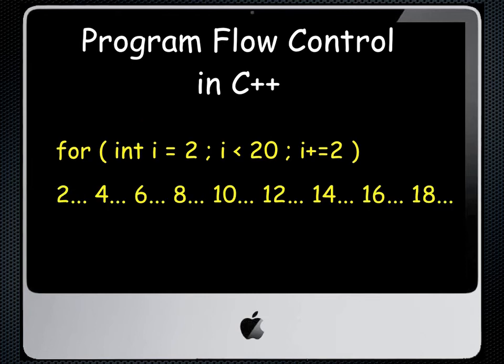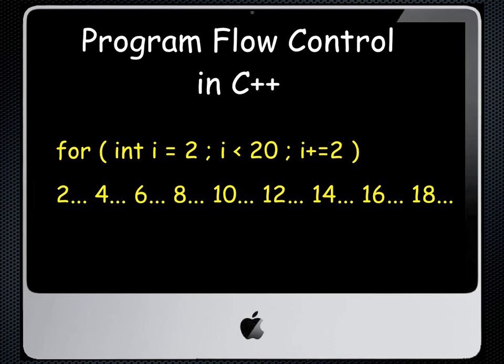In this case, we start with a value of i equals 2. Each time we go through the loop, we add 2 to the value of i. So i starts out as 2, becomes 4, 6, 8, 10, 12, 14, 16, and 18. Now, if we were to add 2 more to the value of i after it's equal to 18, it would be equal to 20. Since 20 is not less than 20, it would not execute that step. It would leave the loop and continue with the rest of the program.